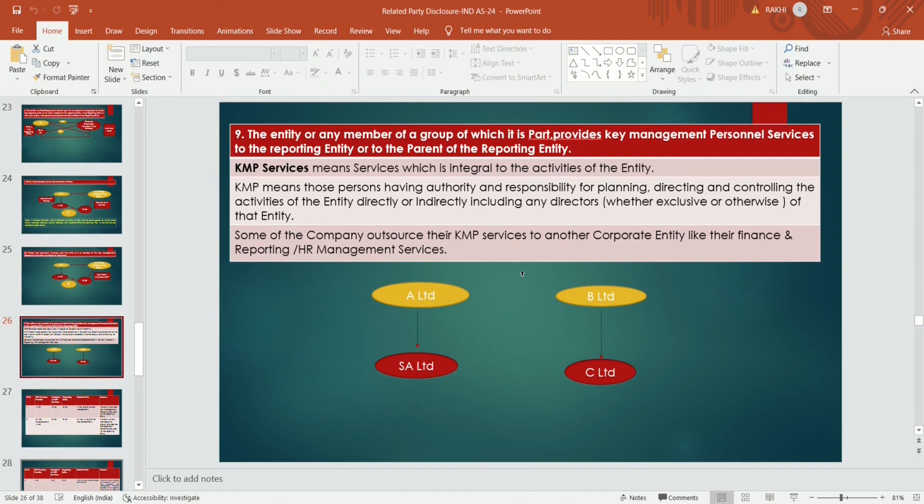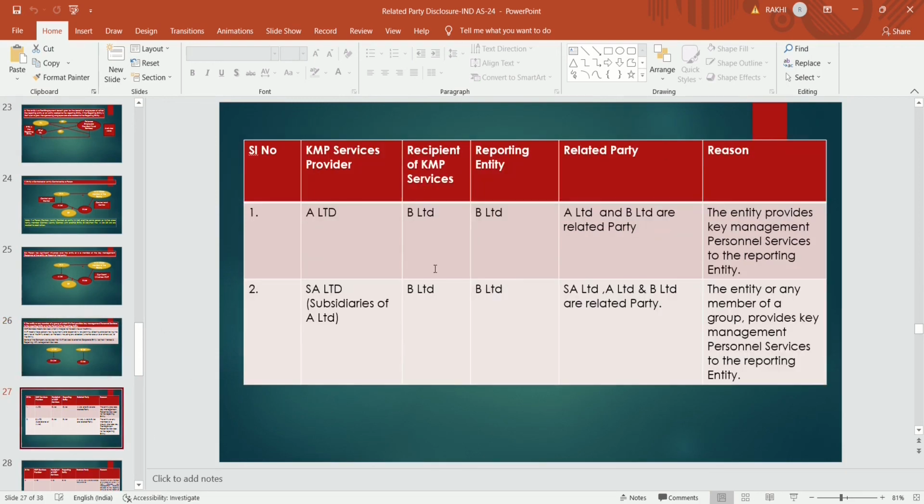So this is to be explained by example. Suppose A Limited has a subsidiary SA Limited and B Limited has a subsidiary C Limited. So this is to be explained. The entity or any member of the group of which it is a part provides KMP services to the reporting entity or the parent of the reporting entity. This is to be explained by example.